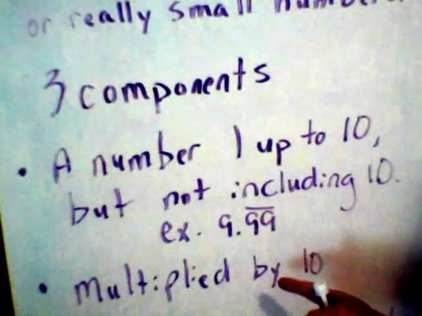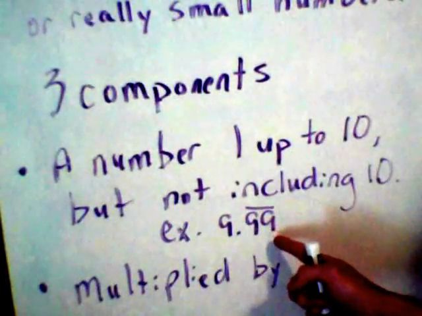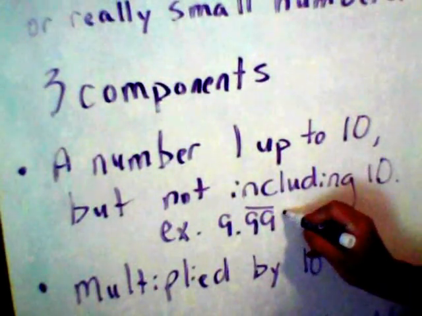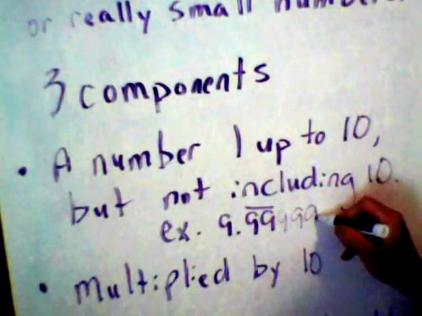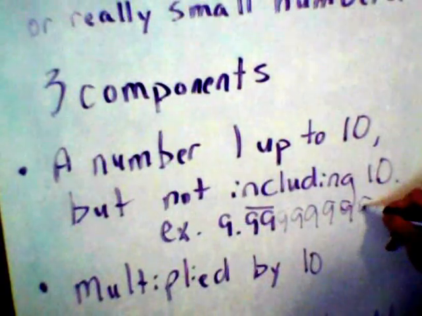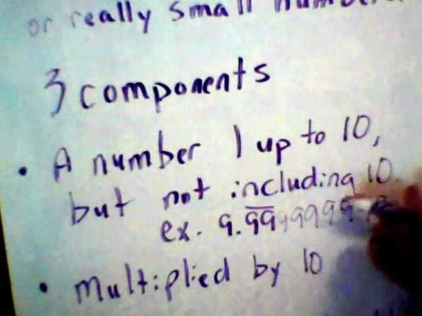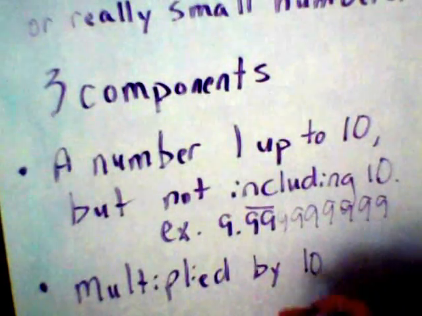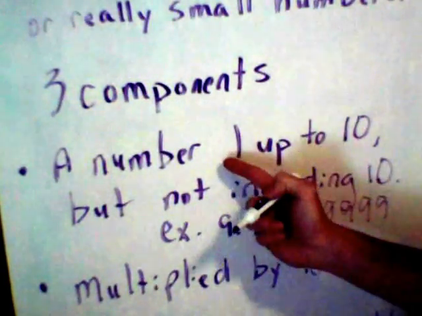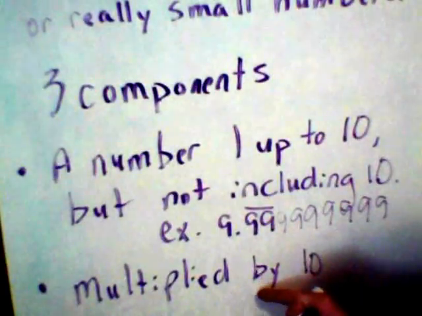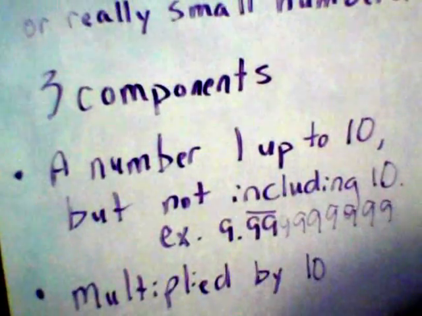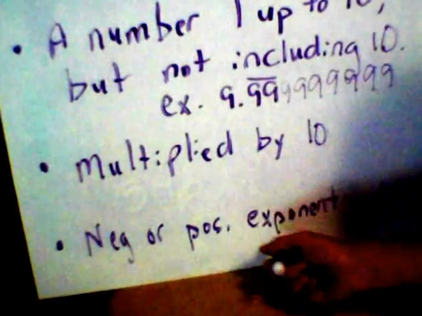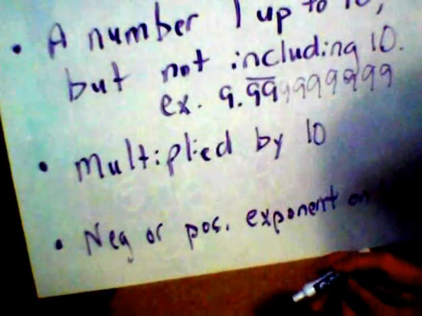The example I used was 9.99 with the repeating sign on that. So basically 9 with as many nines after the decimal point as you could go up to 10, but I'm not going to include 10. The second part is I'm going to multiply that number by 10, and then the third component is on that 10 I'm going to have a negative or a positive exponent.